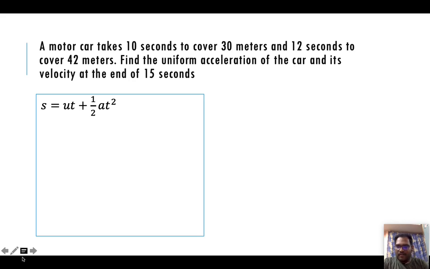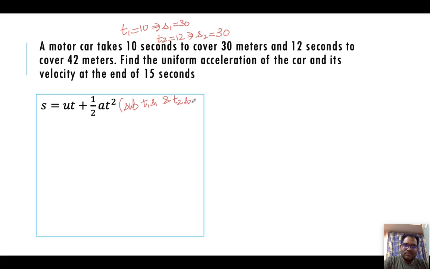So first, when t1 is equal to 10, the distance covered is s1, which is 30. When you have t2 as 12 seconds, the distance s2 is equal to 30. Okay, so if you are trying to solve this particular problem, in this equation substitute t1, s1 and t2, s2 separately.